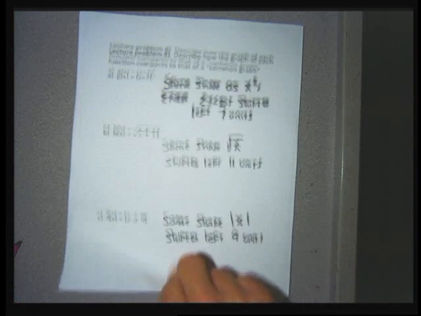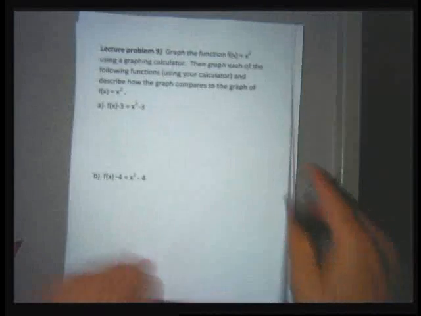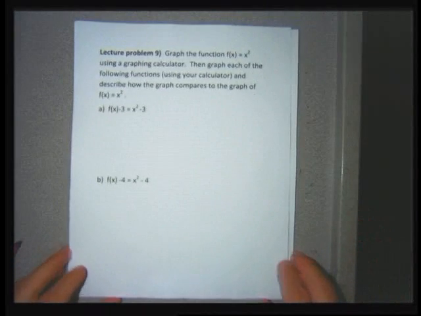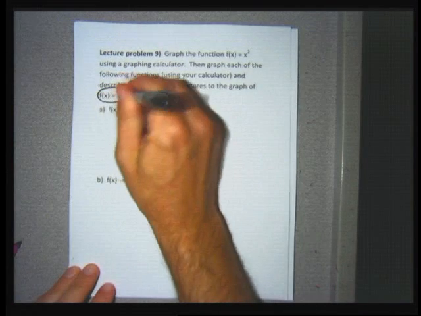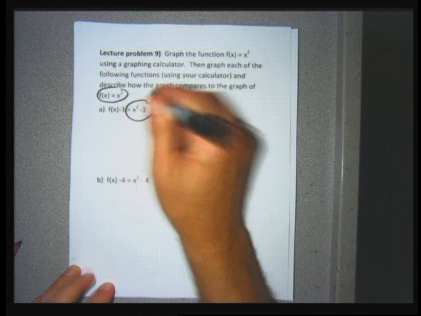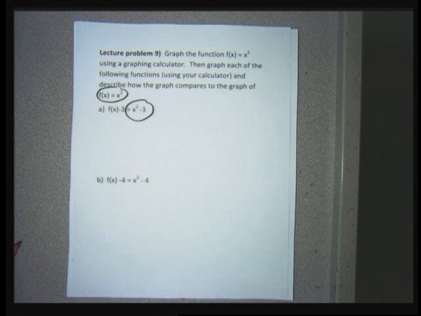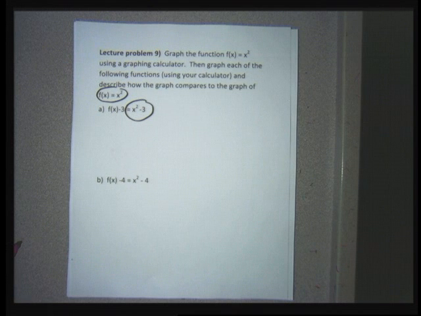So in this lecture problem 9 that's coming up next, you'll notice that I'm asked to graph x squared again and compare it to the graph of x squared minus 3. This is also a rigid transformation, meaning the second graph can be slid onto the first graph and it would fit perfectly.